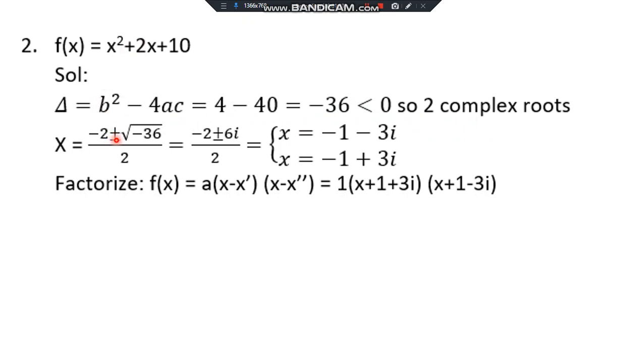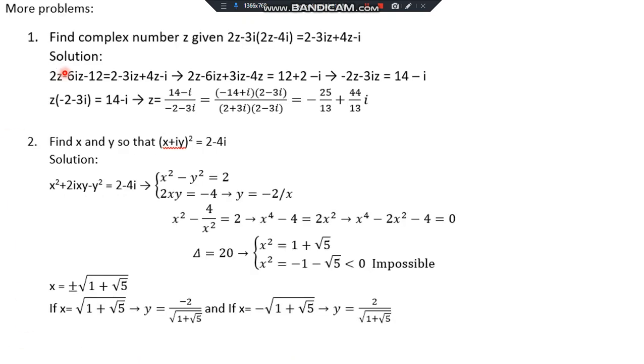Minus b, minus 2, plus or minus radical minus 36, over 2. Radical minus 36, you introduce i since it is the square root of a negative, and radical 36 is 6, so 6i. So you have the two roots, minus 1 minus 3i and minus 1 plus 3i. If you want to factorize it, a, which is 1, into (x plus 1 plus 3i) into (x plus 1 minus 3i).